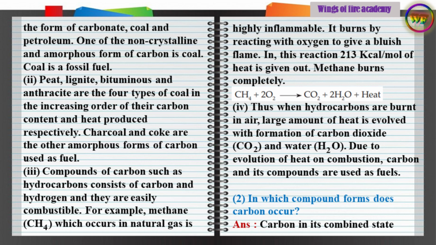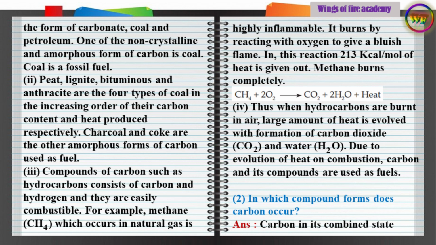One of the non-crystalline and amorphous forms of carbon is coal. Coal is a fossil fuel. 2. Peat, lignite, bituminous and anthracite are the four types of coal in the increasing order of their carbon content and heat produced respectively. Charcoal and coke are the other amorphous forms of carbon used as fuel.